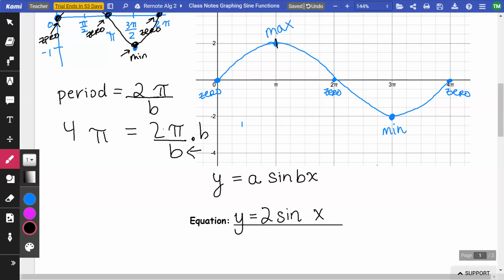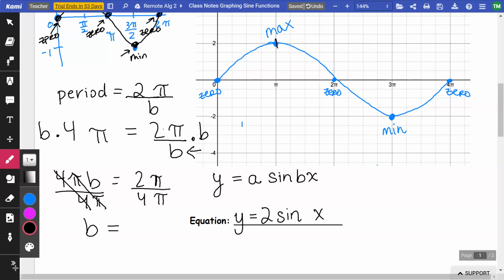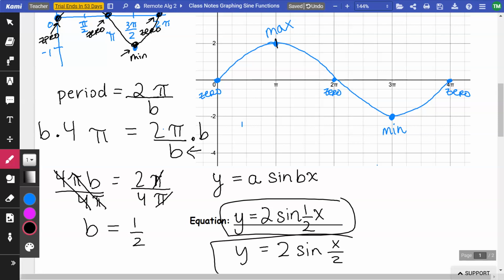So multiply both sides by b, and we get 4 pi b is equal to 2 pi. Divide both sides by 4 pi. B is equal to pi divided by pi cancels, and 2 over 4 reduces to 1/2. So that means that we're going to plug in 1/2 for b. So y is equal to 2 times the sine of 1/2 x, or y is equal to 2 times the sine of x over 2. Those mean the same thing, and I'll accept either as your final answer.